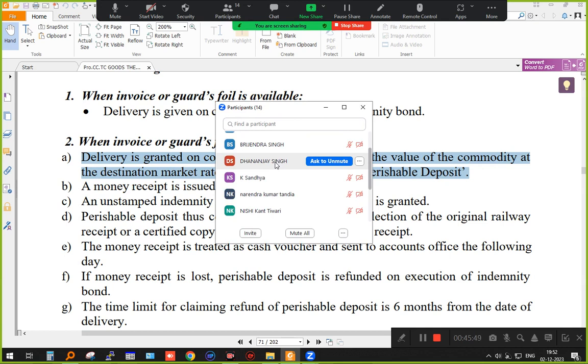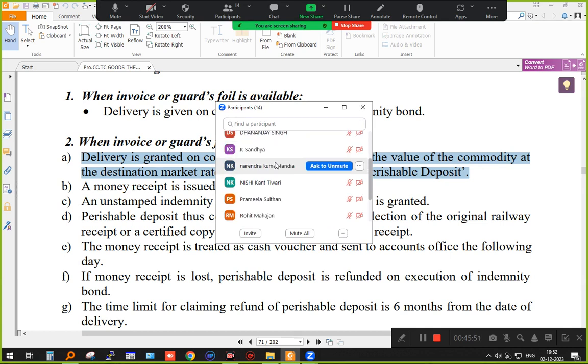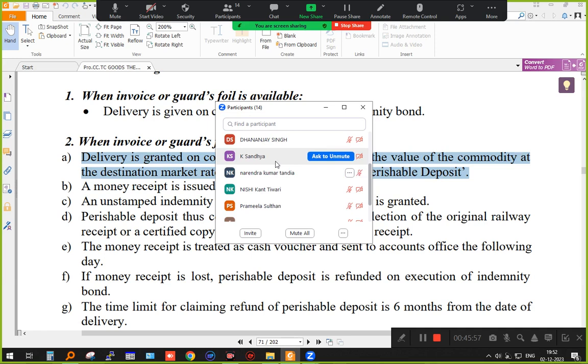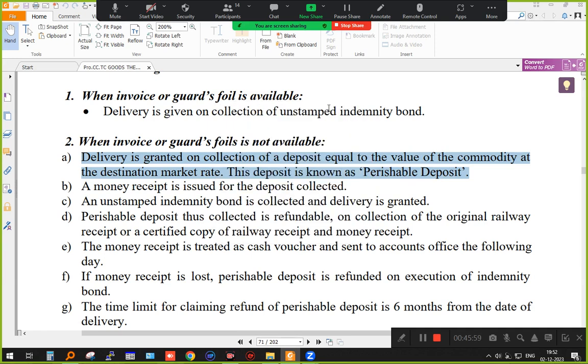Tandia, Narendra Kumar Tandia, can you answer this? So can you please repeat the question because my link was down. Okay, what is perishable deposit? Define perishable deposit. Tandia, are you there? No, I want only Tandia or somebody else to answer, not Sandhya or Mahajan. Why? Nobody else is ready to answer.